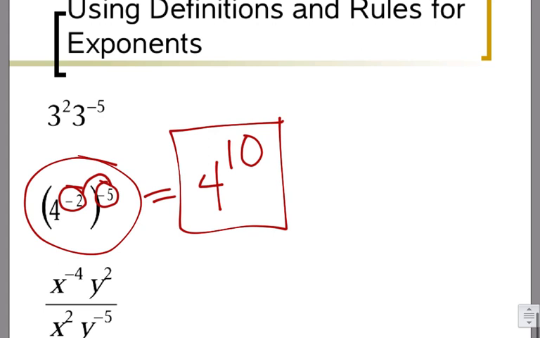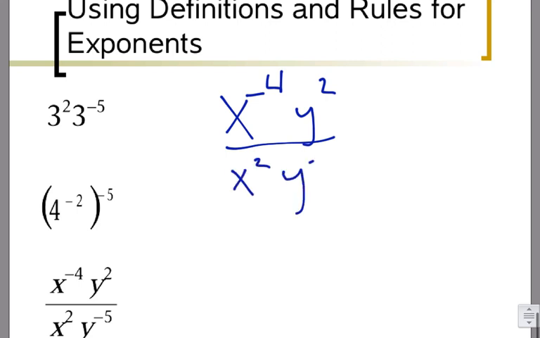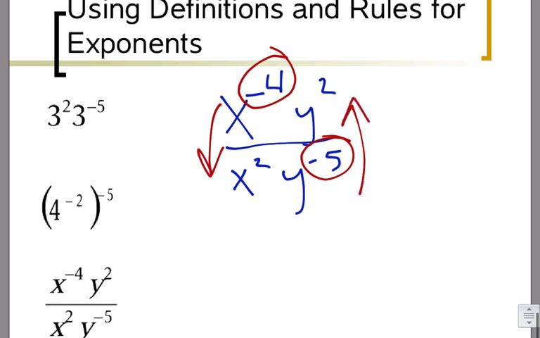Now in this next problem, I've got a little bit more simplifying to do. So I've got x to the negative fourth, y to the second, over x squared, y to the negative fifth. Now before you start canceling, because I know our eyes start saying, oh, I can cancel those 2 with 2 of these, and so on, I don't want to do that until I have positive exponents. This is a negative 4, that's a negative 5. This needs to move down, this needs to move up.